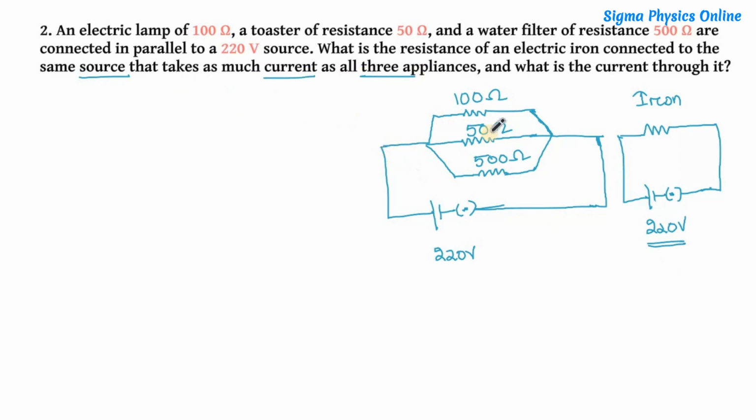That means the current flowing in this circuit is equal to the current flowing in the second circuit in which the iron is connected. So what is the value of current flowing here? The current value in the second circuit in which the iron is connected is also the same, and the iron is also connected to the same potential, that is 220 volt. We have to find out what is the resistance of this iron.